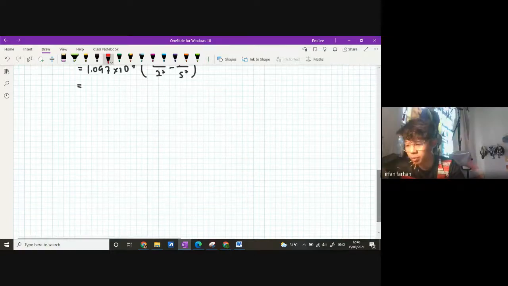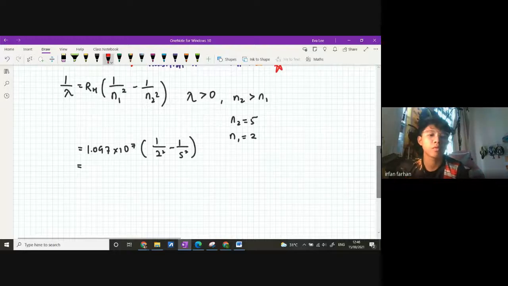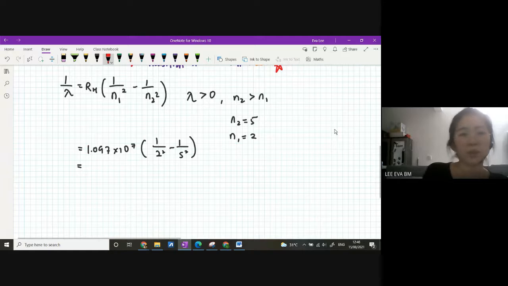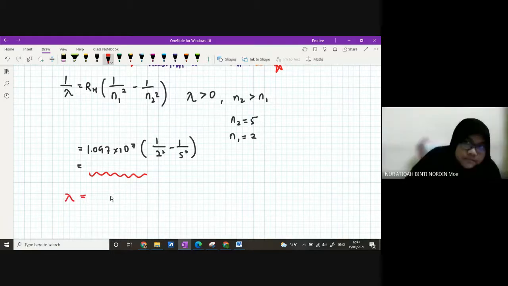Teacher, the answer is 4.341. Before that, for this one, don't forget to change here. For this value, it's given in the notes, right? You try to calculate whether it's the same or different. Same, yeah? Okay, same.